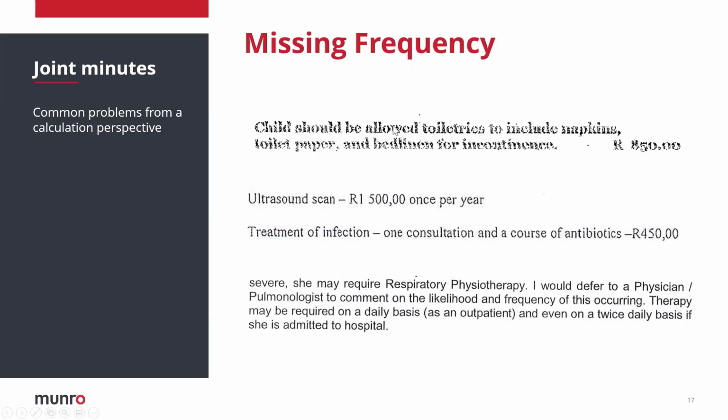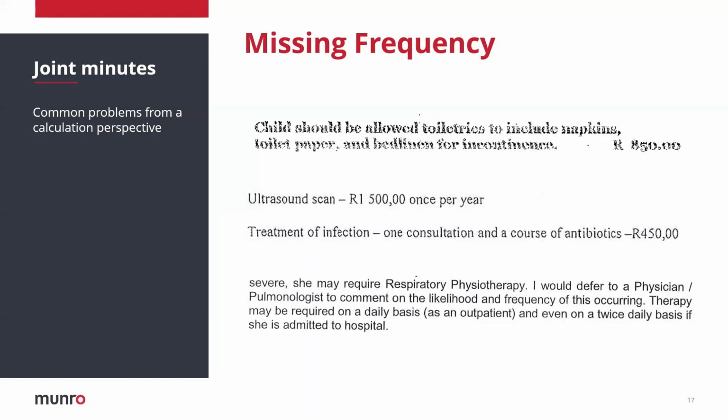And then if you see here, it just says toiletries need to be replaced at 850. It doesn't tell us, is it going to be per year? Are they going to need toiletries per month? So the frequency of when this is needed is not stated. Because here, for the treatment of the infection, they just say 450, but they're not actually telling us whether it's 450 per week or 450 per year. So those are some of the things that make it hard for us to be able to calculate this.